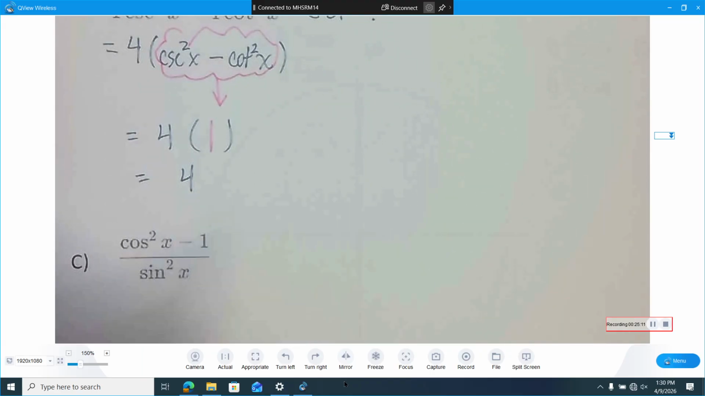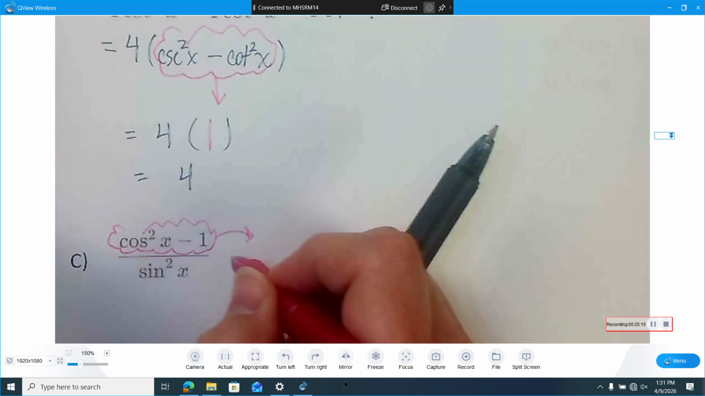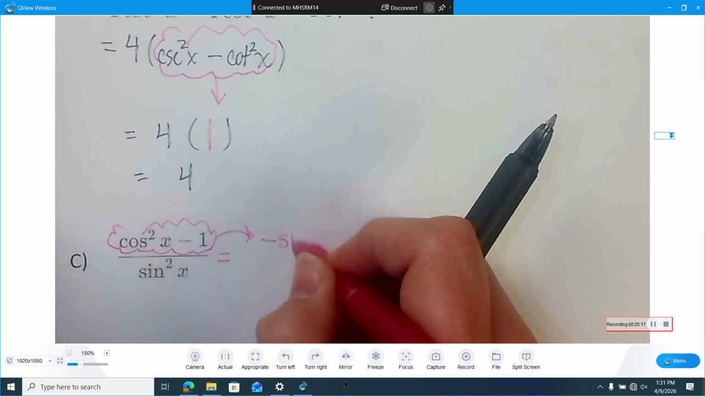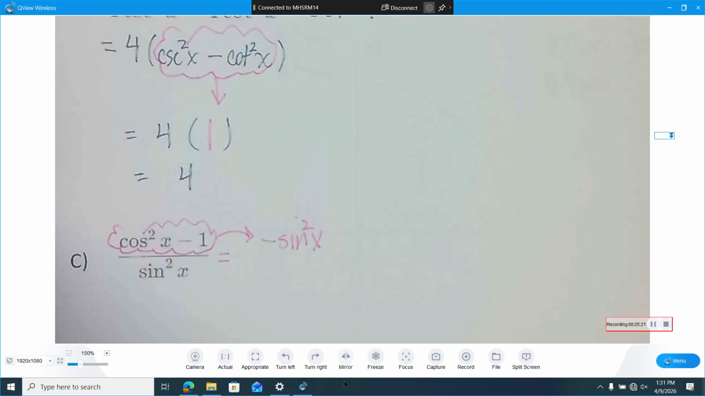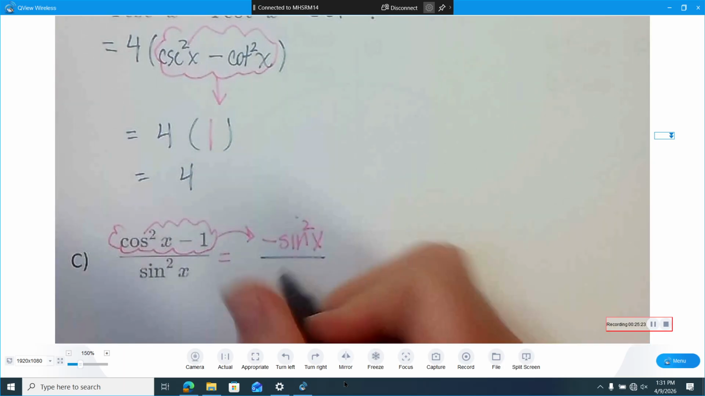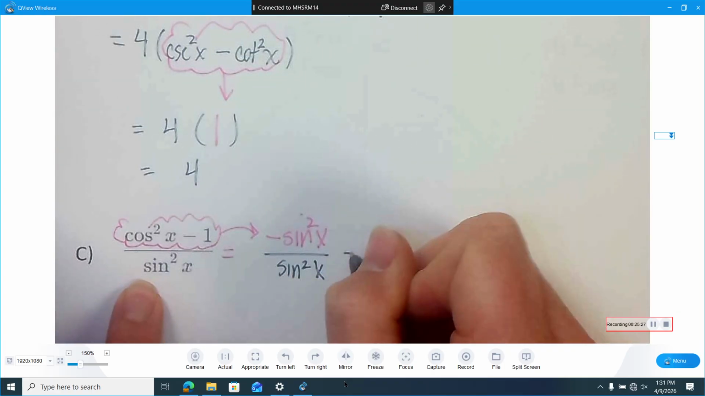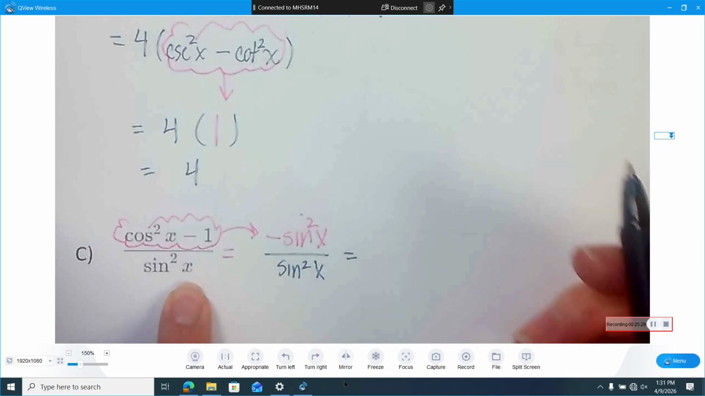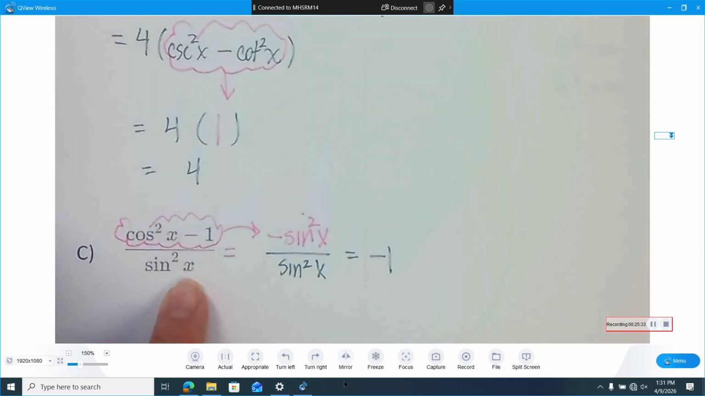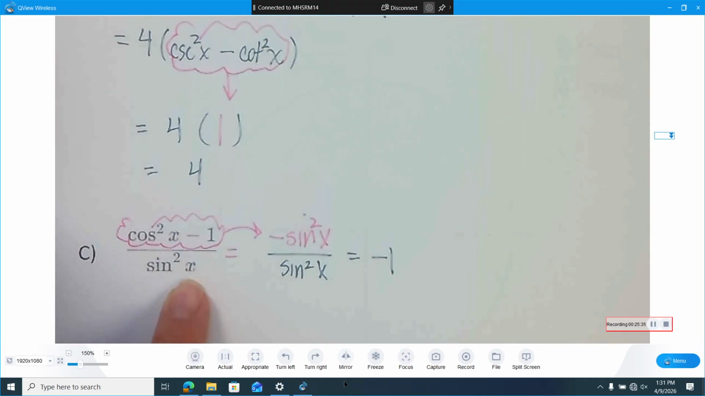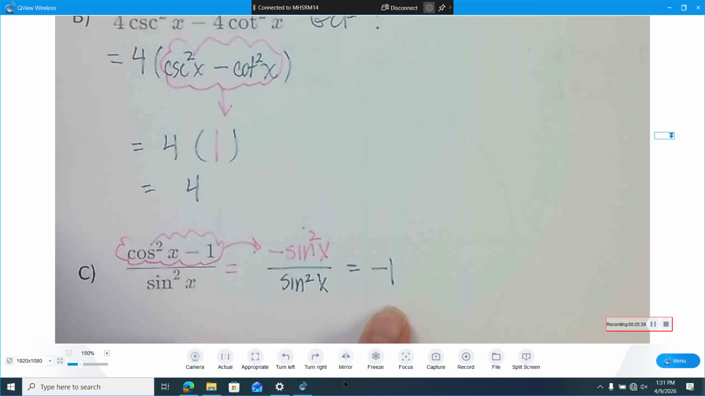All right, we've already done this one. What's cosine squared x minus 1? Negative sine squared x. And then that's over sine squared x. So what's left? Negative 1. Interesting how it was so complicated and it can just become so very, very simple.